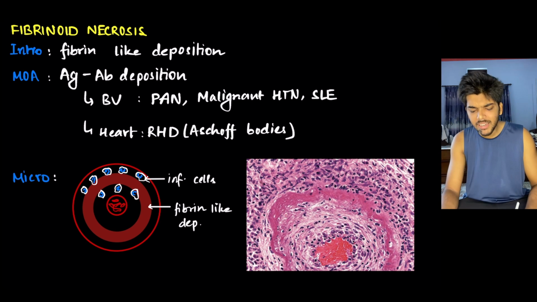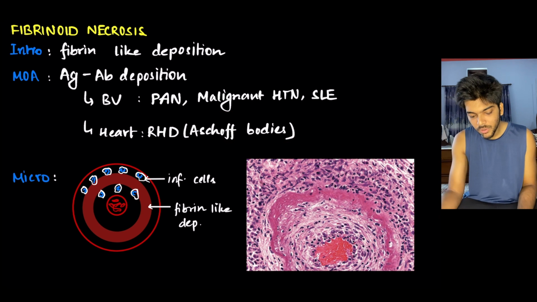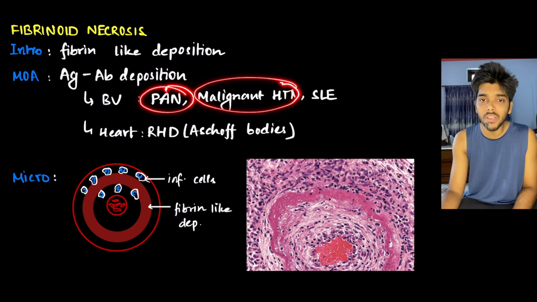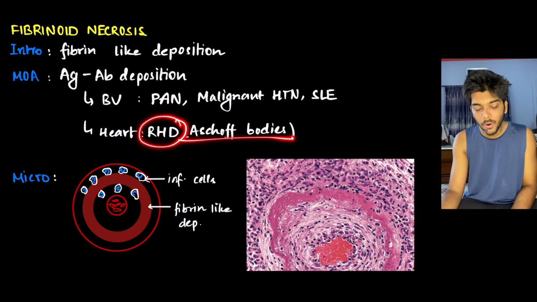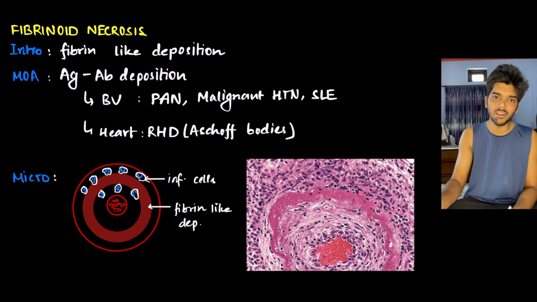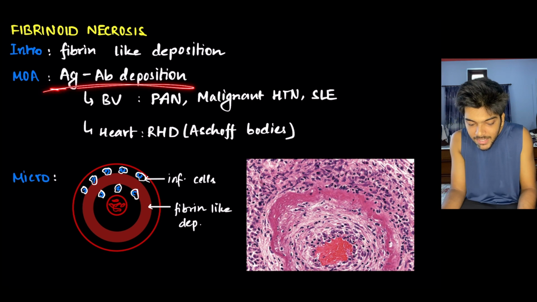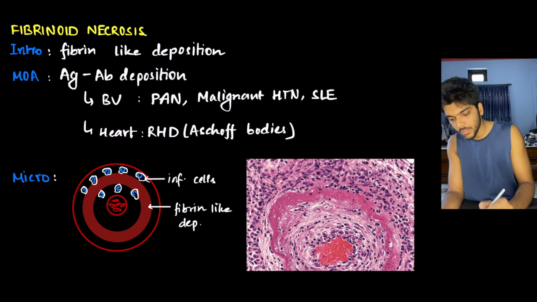It's completely natural if you can't remember these terminologies right now, because you are going to learn about polyarteritis nodosa and malignant hypertension under the topic of blood vessels in CVS pathology, and rheumatic heart disease Aschoff bodies under the topic of heart in CVS, and SLE later on in general. But just remember that there is antigen antibody deposition in blood vessel and heart in fibrinoid necrosis.